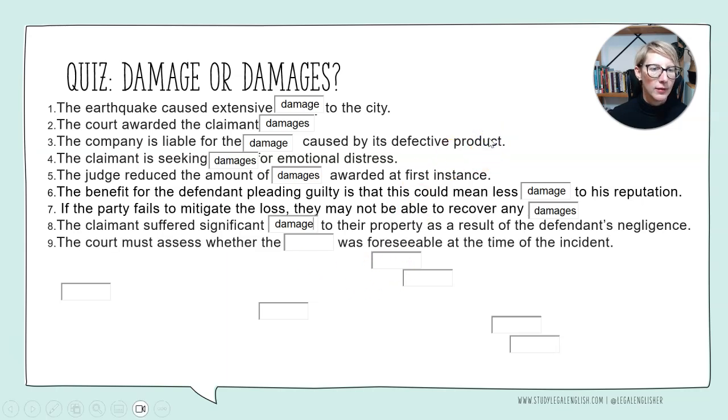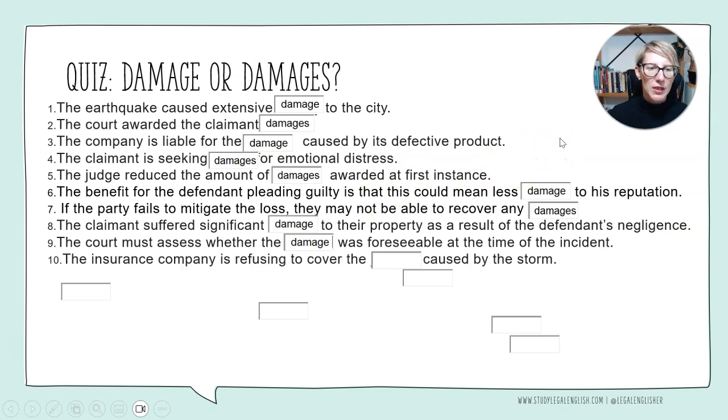Number 9. The court must assess whether the damage was foreseeable at the time of the incident. Of course, it's damage, whether the loss could have been foreseen. Also, we can tell that from the grammar, okay? Whether the damages would be, were foreseeable. Damages were awarded by the court, for example.